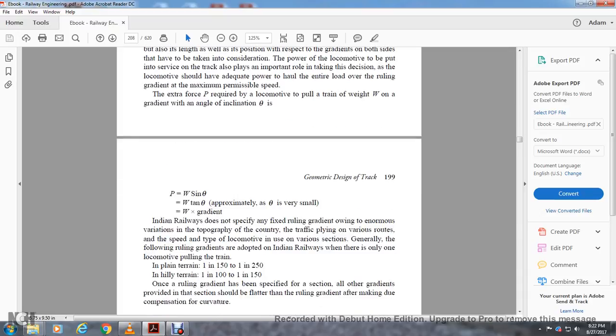Indian Railways do not specify any fixed ruling gradient, owing to the enormous variation in topography of the country, traffic applying on the various routes, the speeds, and the type of locomotive used in various sections.